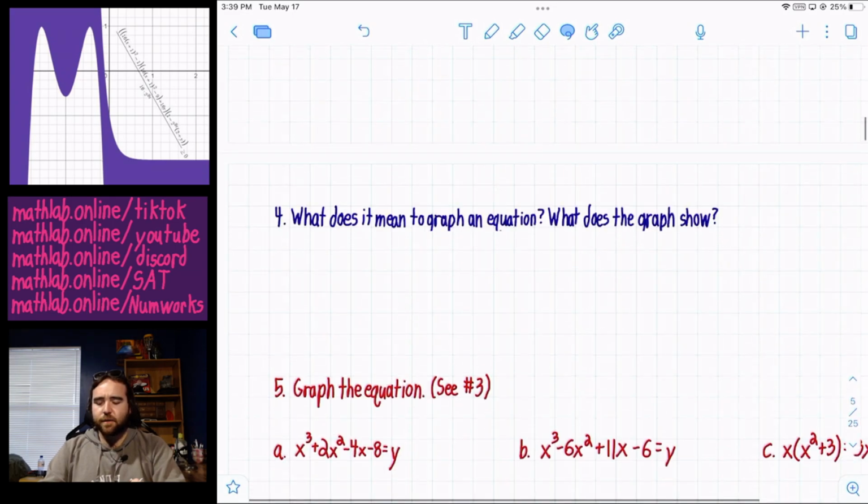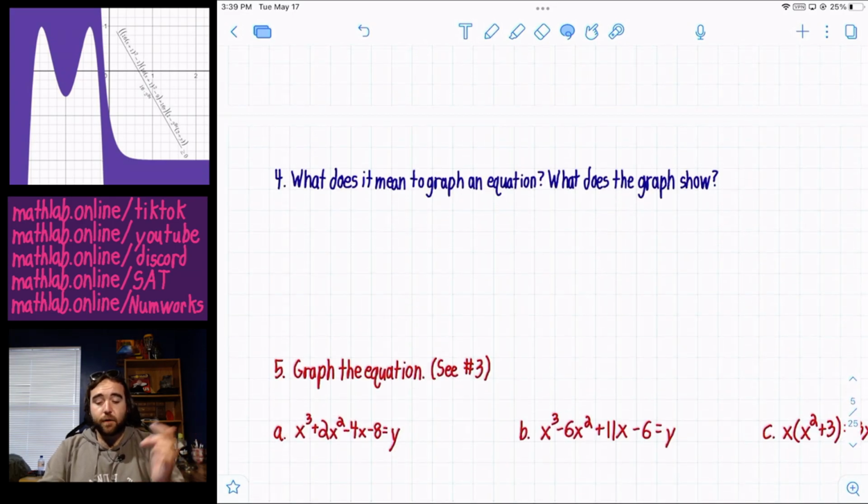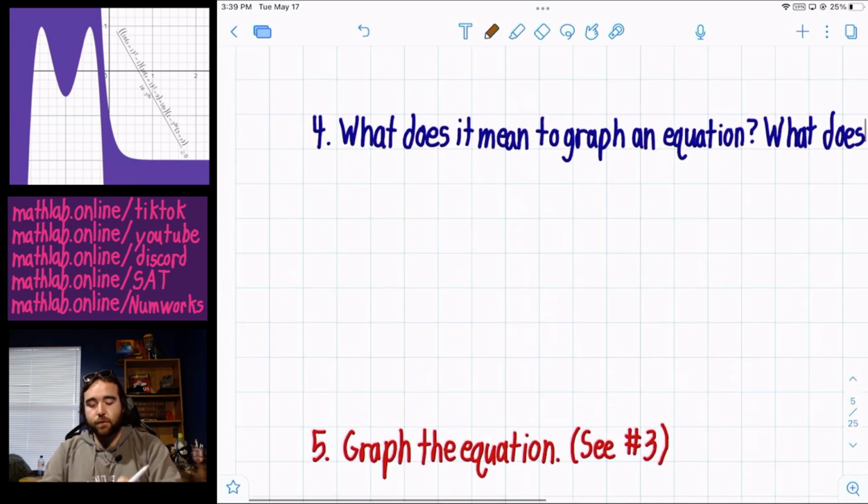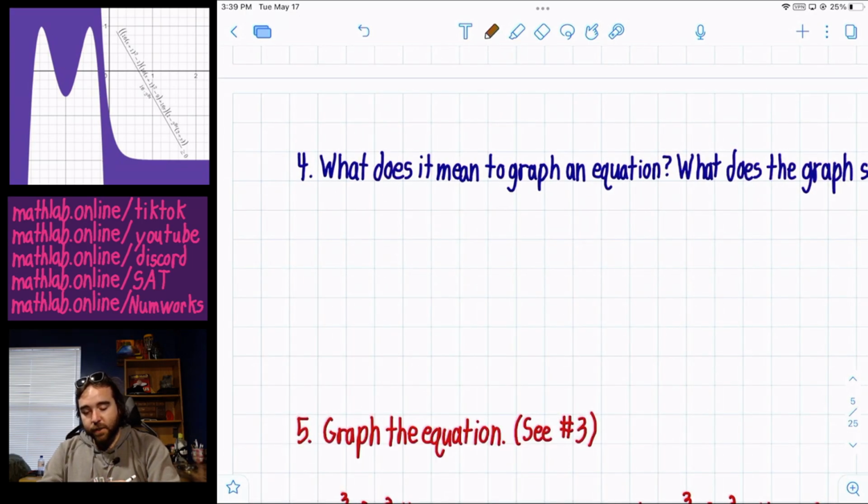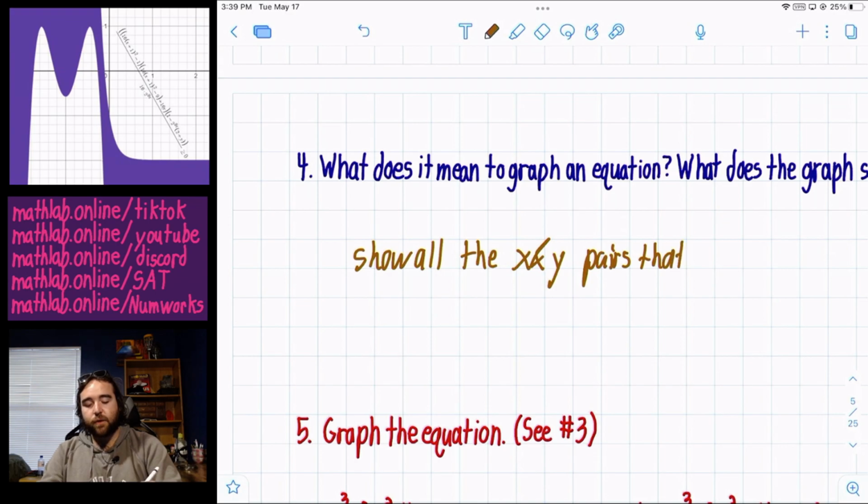And let's go ahead and jump down to this one down here. What does it mean to graph an equation? Because it's a similar thing, but when we graph them, we have two variables. So what does it mean to graph an equation? It is to show all the x and y pairs that make the equation true.